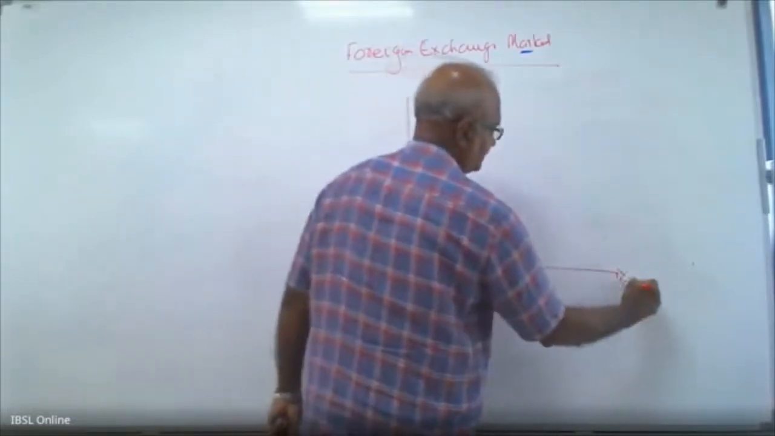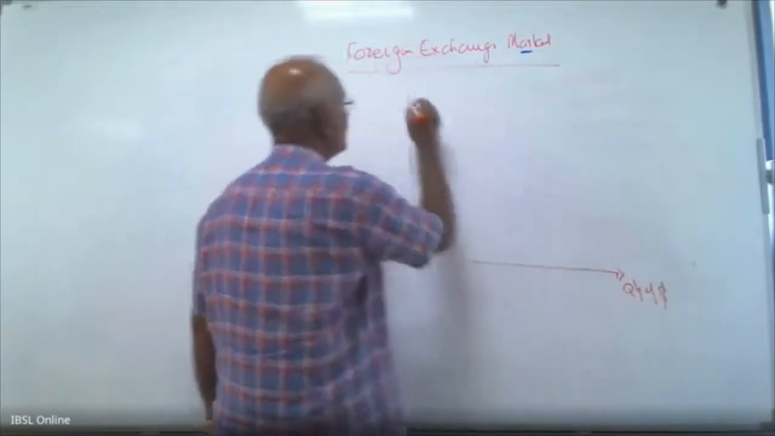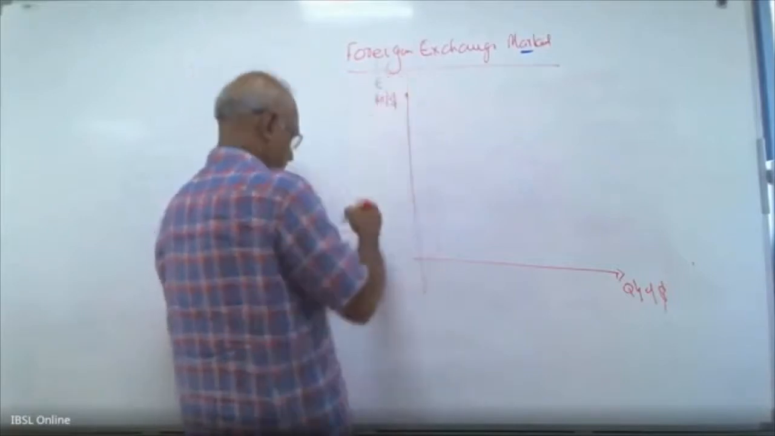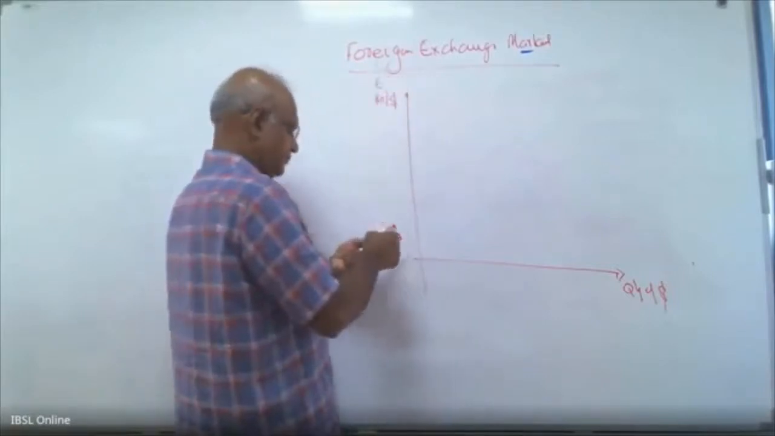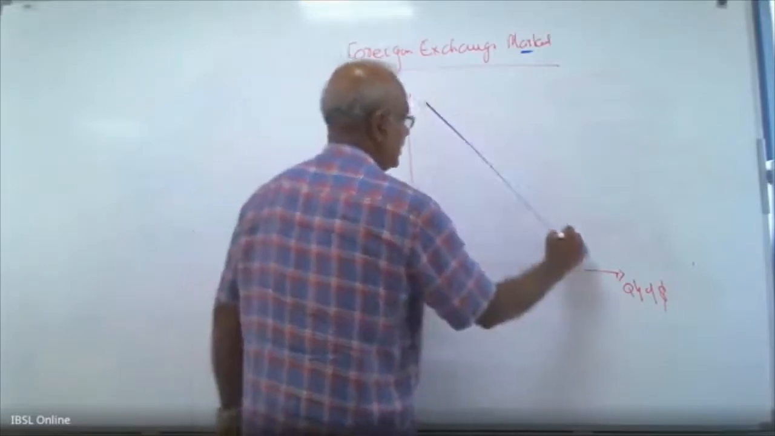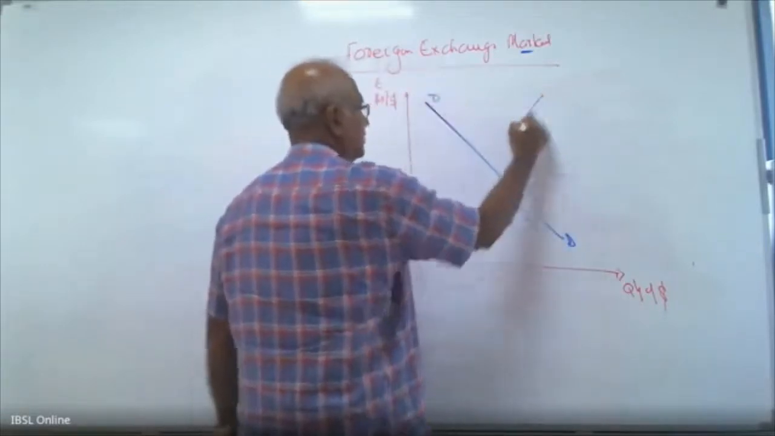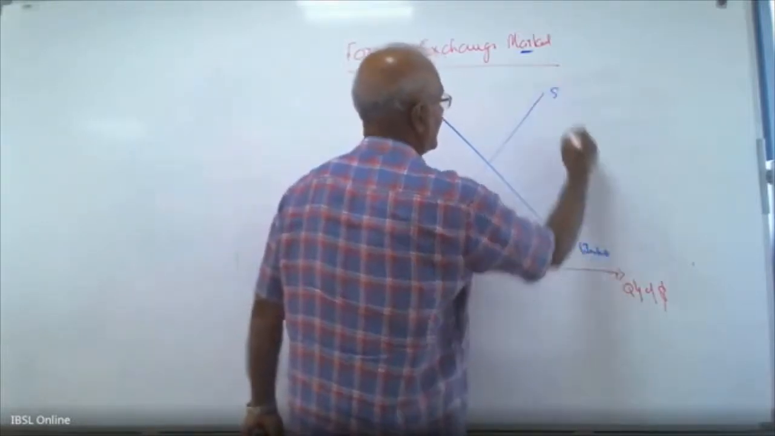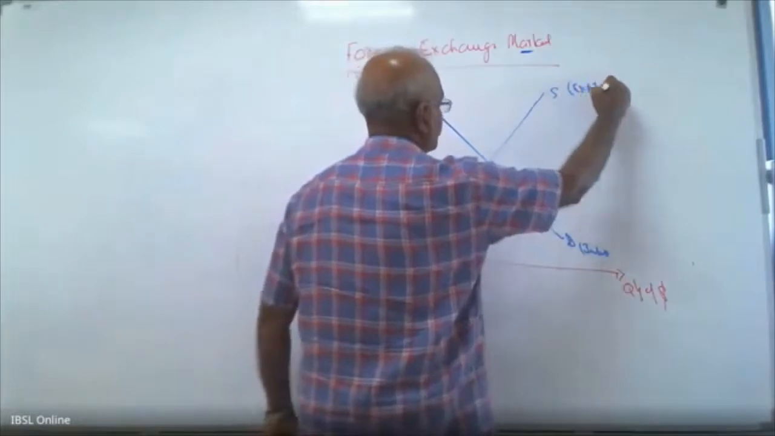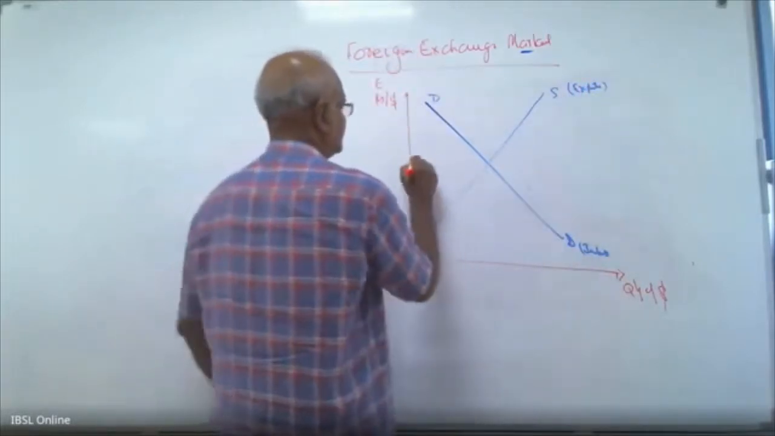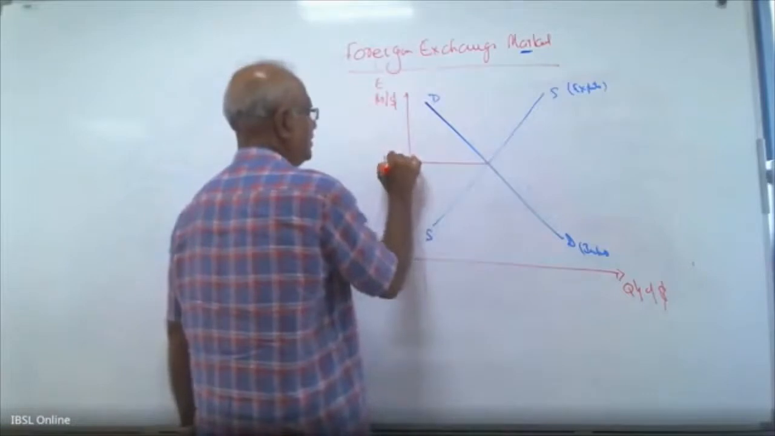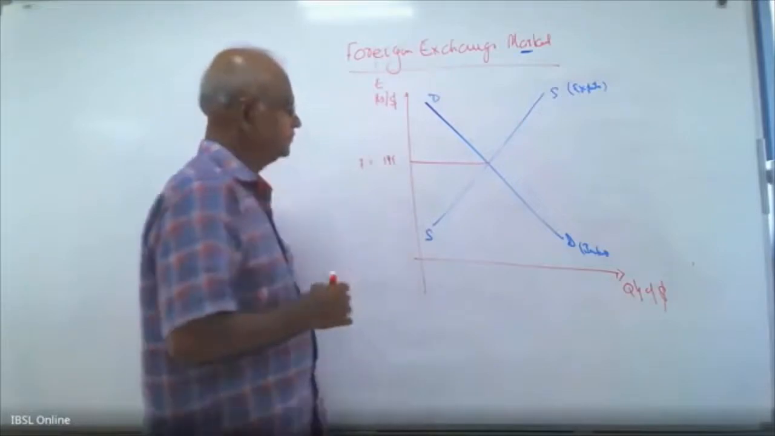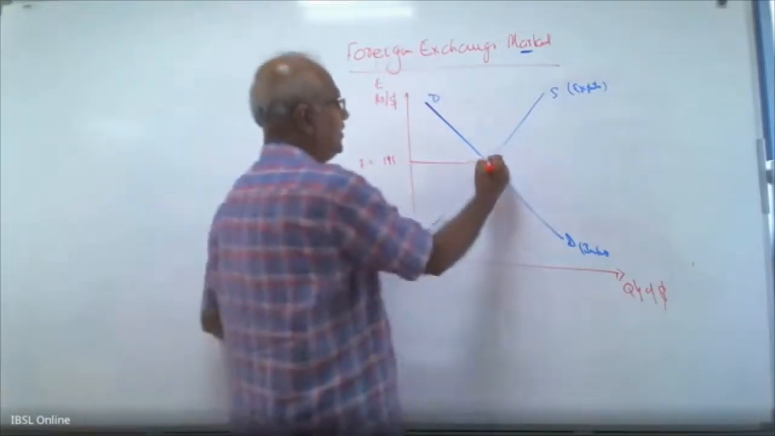Quantity of dollars, rupees per dollar. Exchange rate, nominal exchange rate. Then you have demand, supply, imports, exports, exports of goods and services both. Now exchange rate, 195 I said, 195 rupees equals $1. That is the exchange rate. Right, okay, demand. Now what will happen?